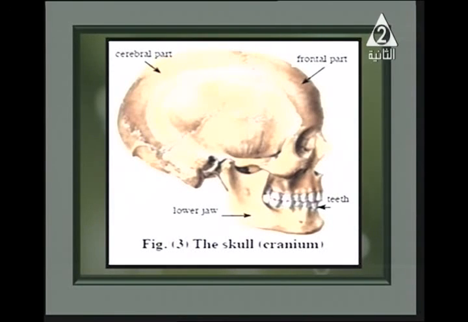So the skull is a bony box to protect the brain. Its main function is protection of the brain. And we're going to study the structure of the skull. It consists of two main parts.